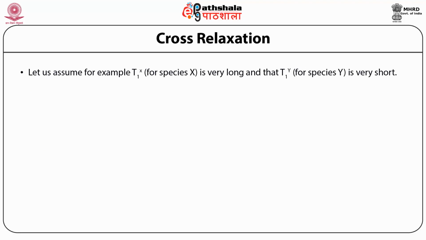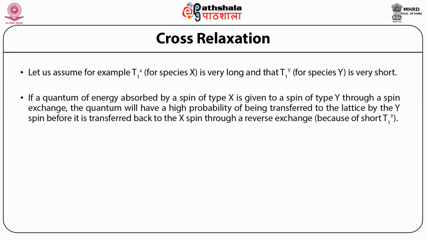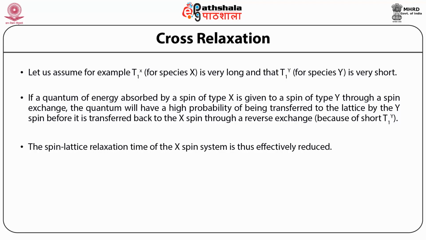Let us assume, for example, that T1x for some species x is very long and that T1y for species y is very short. If a quantum of energy absorbed by a spin of type x is given to a spin of type y through a spin exchange, the quantum will have a high probability of being transferred to the lattice by the y spin before it is transferred back to the x spin through a reverse exchange. It is because of the short T1y. The spin-lattice relaxation time of the x spin system is thus effectively reduced.